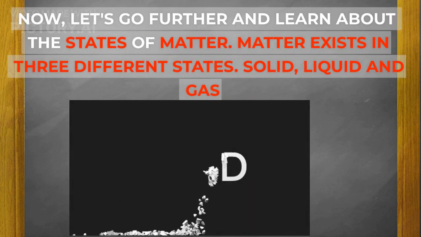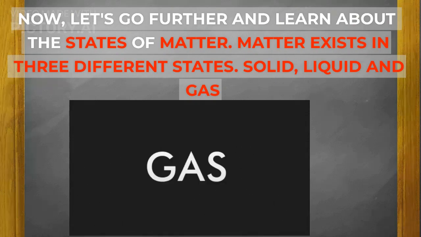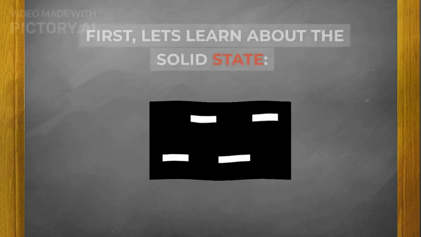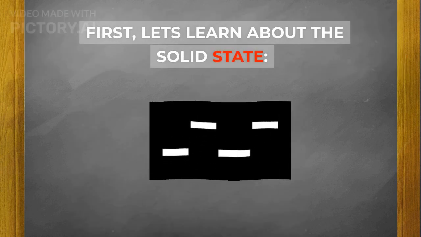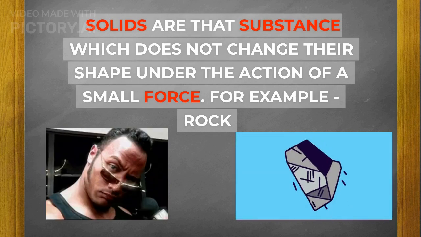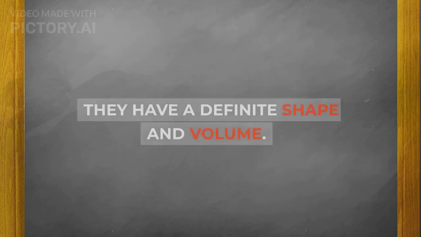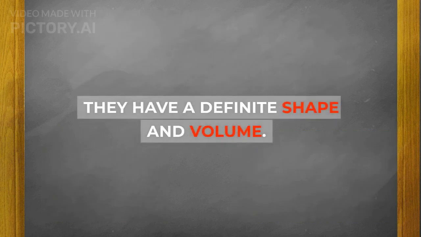Now, let's go further and learn about the states of matter. Matter exists in 3 different states: solid, liquid and gas. First, let's learn about the solid state. Solids are substances which do not change their shape under the action of a small force. For example, rock. They have a definite shape and volume.